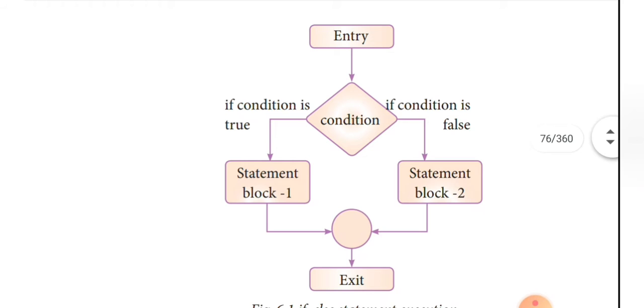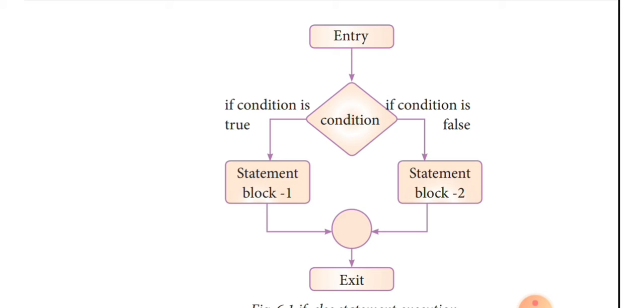Now you can see the flow chart for the if else statement. We know what is meant by flow chart. A flow chart is used to specify the flow of execution of the computation by using pictures. Using pictures, you specify the computation path, and that is known as a flow chart.